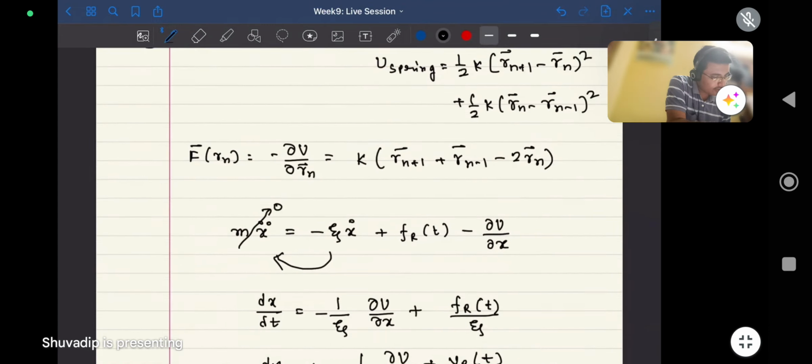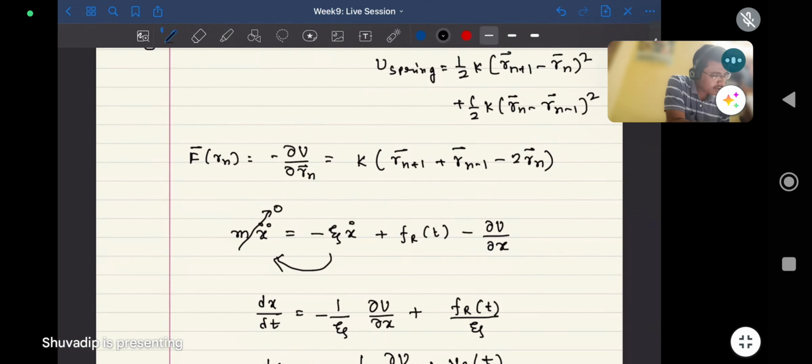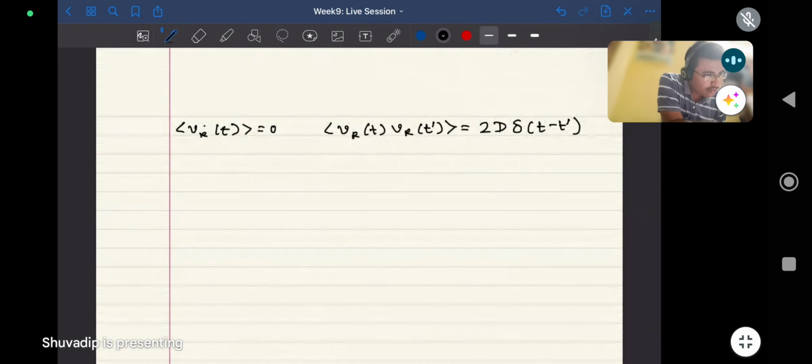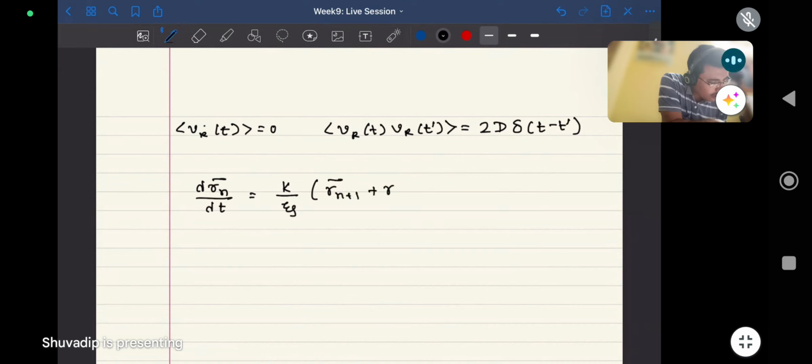So we got the equation something like this here, in terms of our own variable r. It will look like dr_n/dt equals minus del U by del R_n, the force we have already derived, which will be k by xi times (R_{n+1} + R_{n-1} - 2R_n) plus V of R, t.